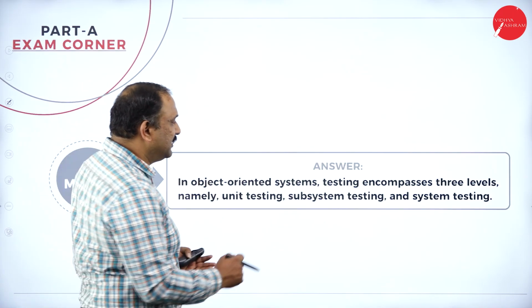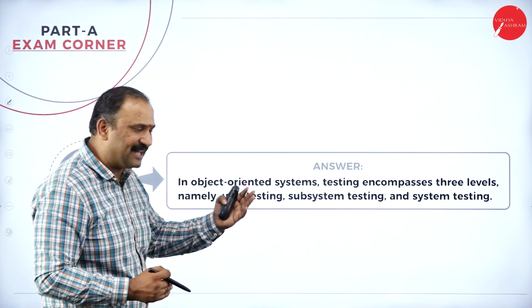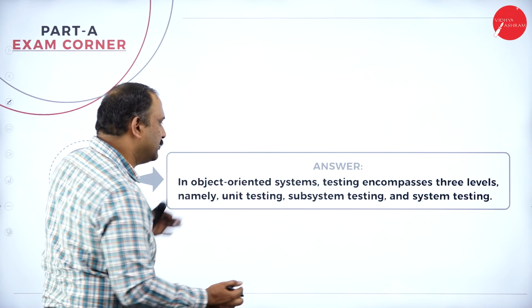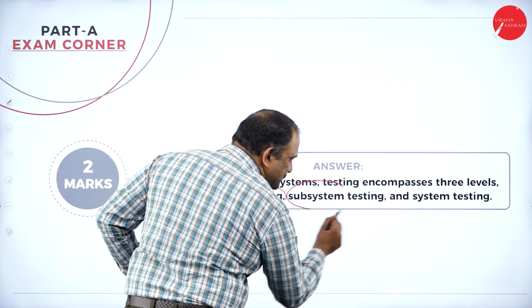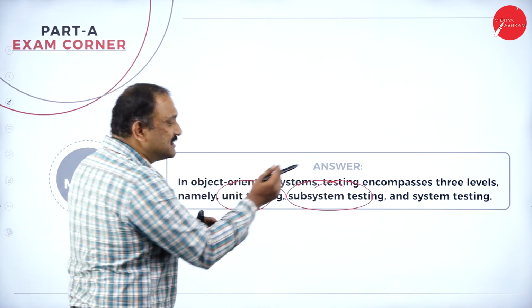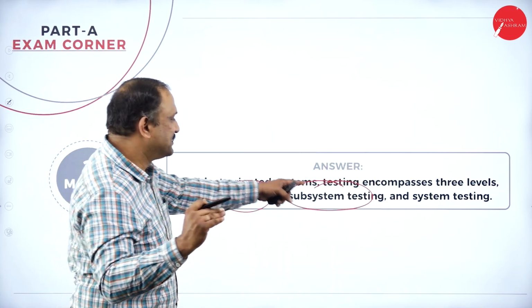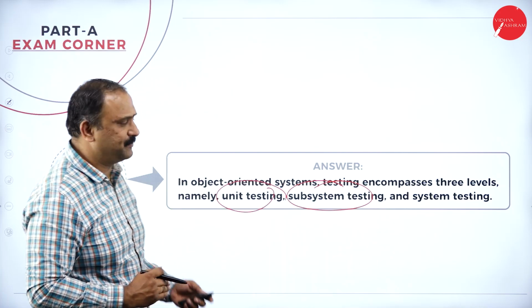Object-oriented testing is basically at three levels, namely unit, subsystem and system. We already know what unit testing is. Subsystem is at the middle level. System is the composite level put together. So unit testing, subsystem testing and system testing.